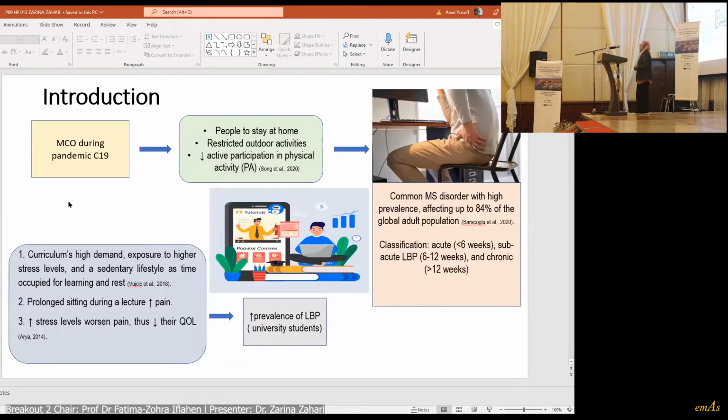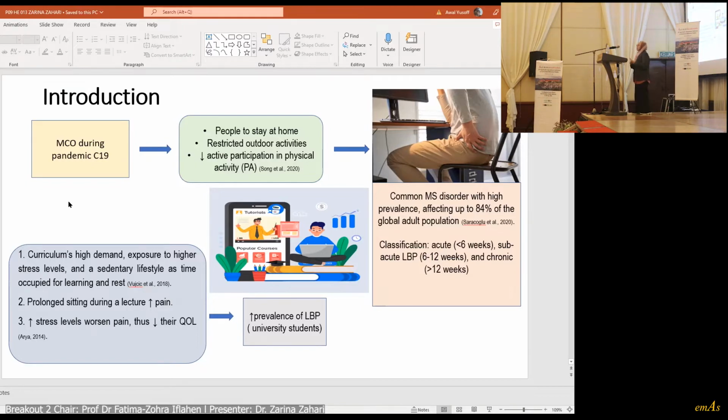As we know, we are still in the movement control order, but we are shifting towards the endemic scenario. This study was done during the COVID-19 pandemic. Why is there a need to find out about low back pain among those involved in the pandemic, especially the students?